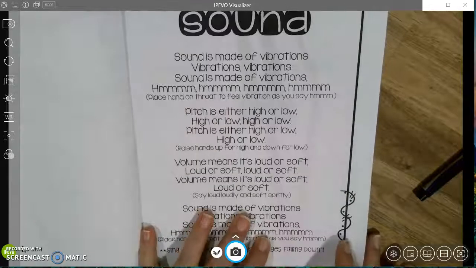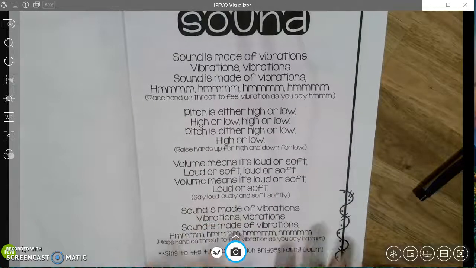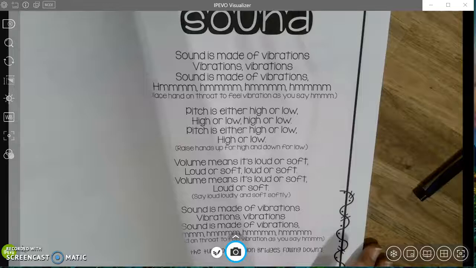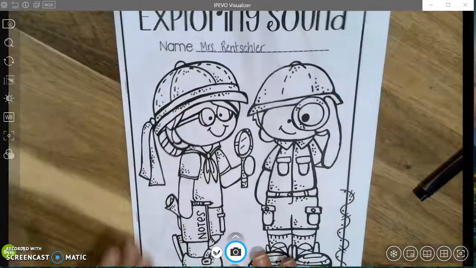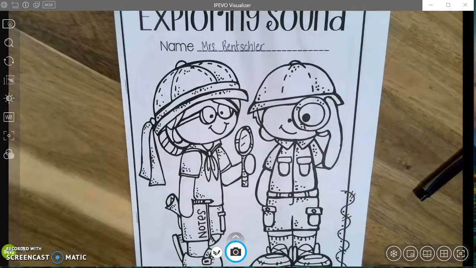There's more pages in our book, but these are the only pages that we're going to do today. So like I said, this was just an introduction, and we were learning about how sound is made. What is sound made of? Vibrations, right? Sound is made of vibrations. So we're going to learn more about sound, and then we're going to practice making some instruments, and we can practice making some sound. How fun will that be? It'll be so much fun.